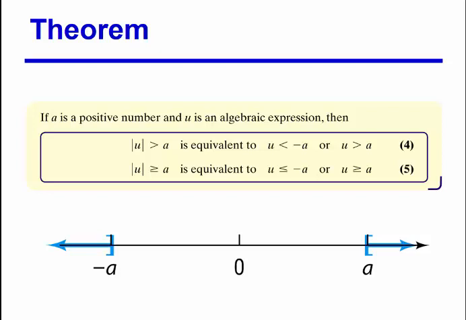So here's the theorem. If a is a positive number and u is an algebraic expression, then the absolute value of u greater than a is equivalent to u is less than -a, or u is greater than a. If the absolute value of u is greater than or equal to a, this is equivalent to u being less than or equal to -a, or u being greater than or equal to a.